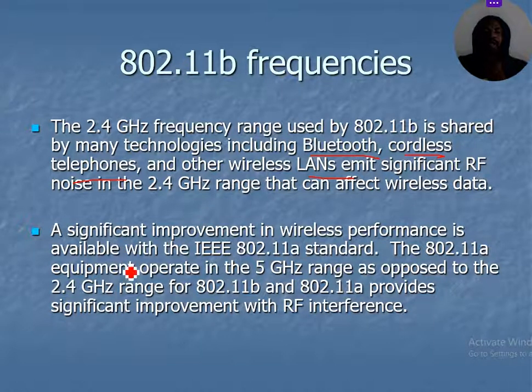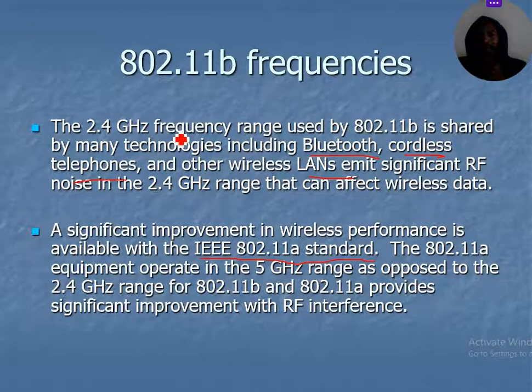Then we also say a significant improvement in wireless performance is available with 802.11a. After 802.11b, a big improvement is 802.11a. One of the improvements is that 802.11a has a higher data transfer rate of 54 megabit per second, unlike 802.11b. That means speed. When we say data transfer rate, we're talking about the speed of this standard.